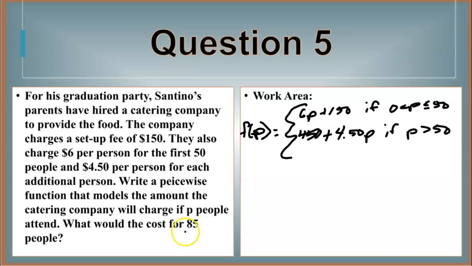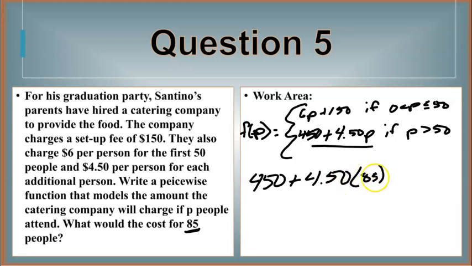Now we want to look at what's the cost for 85 people. So if p is 85, I have to look at my piecewise function. And I know that 85 is bigger than 50, so I'm going to use this function here. So I have $450 plus $4.50 times 85. And that's going to give us a total cost.